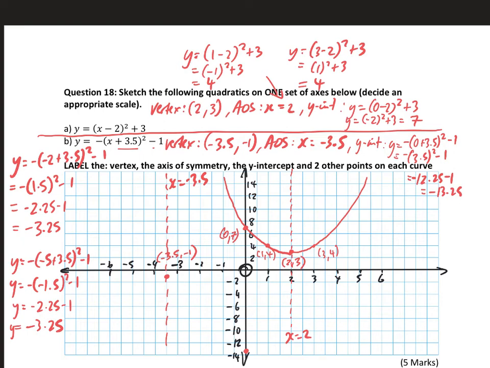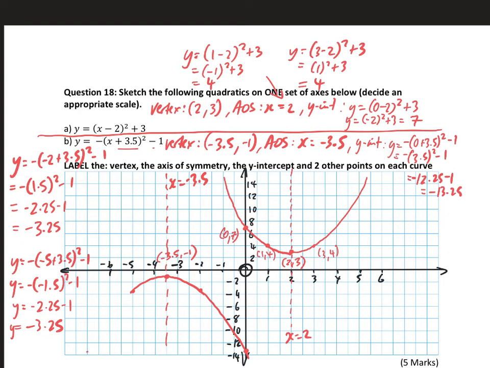And what do we have? When x was equal to negative 2, it was negative 3.25. When x was equal to negative 5, it was also negative 3.25. I got my points there, so my curve is going to look something like that. I need to go negative 3.5, 1, 2, 3.